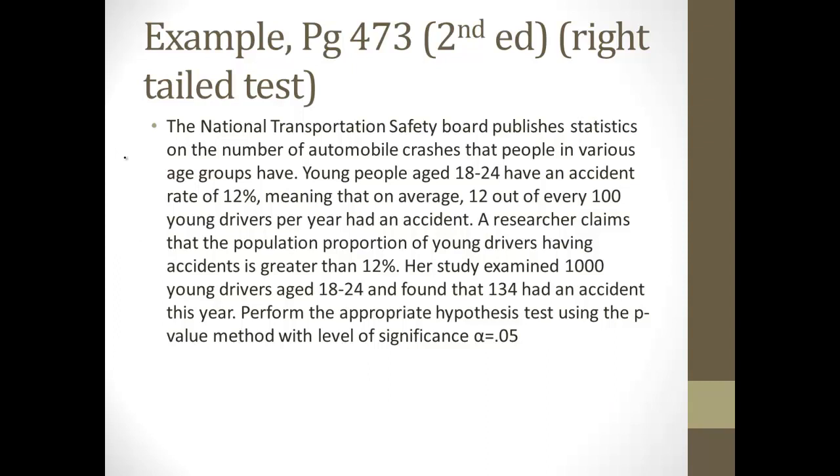The National Transportation Safety Board publishes statistics on the number of automobile crashes that people in various age groups have. Young people aged 18 to 24 have an accident rate of 12%, meaning on average 12 out of every 100 young drivers per year had an accident. A researcher claims that the population proportion of young drivers having accidents is greater than 12%. Her study examined 1,000 young drivers and found that 134 of them had an accident, which means 13.4%. Perform a hypothesis test using the p-value method with level of significance alpha 0.05. I didn't have room, so we have a nice blank slide.